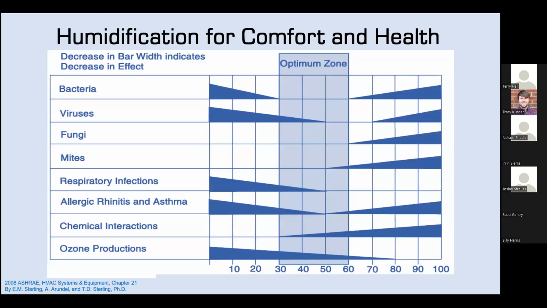Going back to comfort and health, indoor air quality, this is the Sterling plot, commonly seen in ASHRAE documentation. It shows the optimum range where we keep indoor relative humidity for comfort or indoor air quality applications. And it shows why, because you mitigate common allergens, viruses, and the potential for respiratory infections at that range of about 30 to 60% RH.